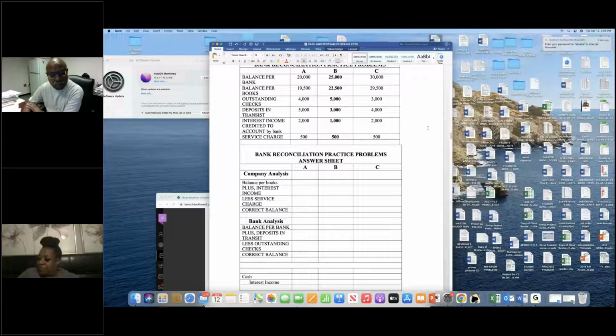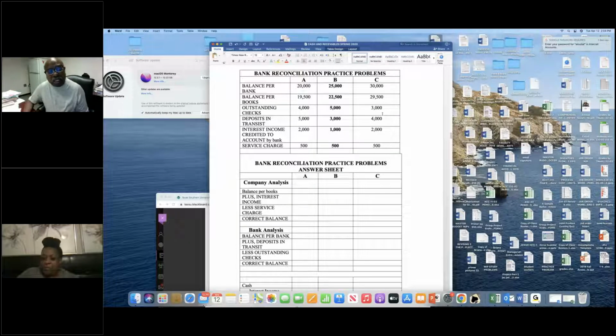When you are reconciling the books and the bank, you've got to get the correct balance. So, first thing is the balance per books. The balance per book was 19.5, so let's put the 19.5 in. Then it says plus interest income. So interest income credited to the account that you don't have. So you put 2,000 right here.